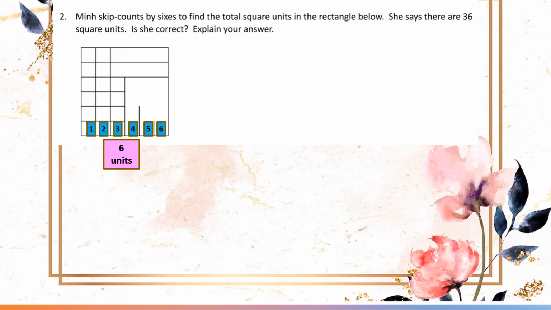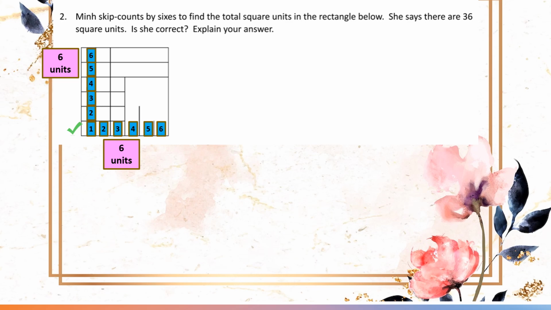Now let's go ahead and count our square units for the length. Okay, I'm going to start in the lower left-hand corner at that 1 and just go up while I'm counting. So it's 1, 2, 3, 4, 5, 6. So it's 6 units long.